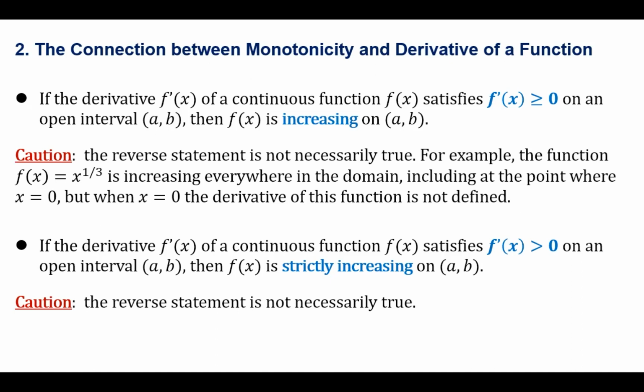Okay, next, if the derivative f prime x of a continuous function f(x) satisfies that the first derivative of this function is strictly greater than 0 on the open interval from a to b, then we say f(x) is strictly increasing on the interval from a to b. Understand? And also be careful with the reverse statement. The reverse statement is not necessarily true either.